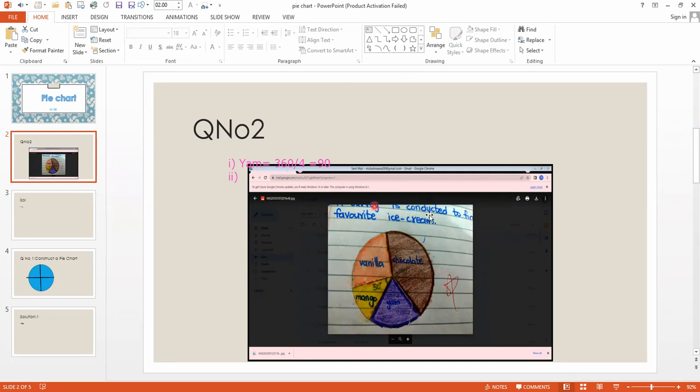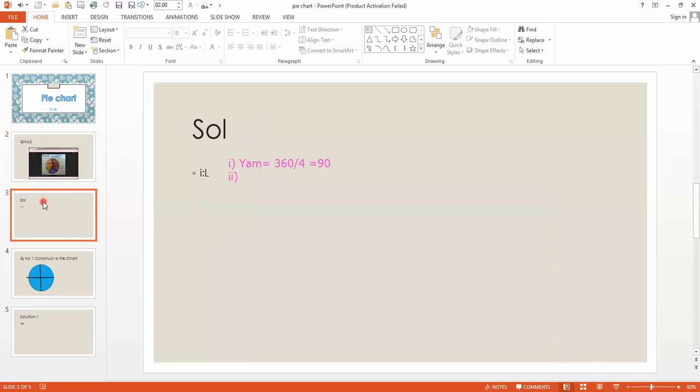As you know, the complete circle is 360. So you have to add chocolate, jam, and mango, and then you have to subtract from the complete circle. You will get the value of vanilla. Is it clear? So we move towards the question. According to the question, we have to solve the second part, that is the number of students who prefer vanilla.